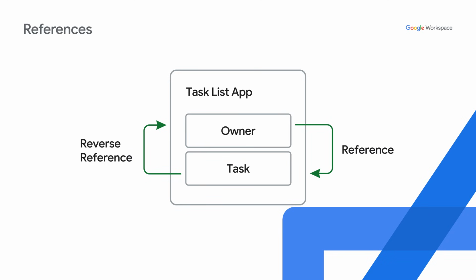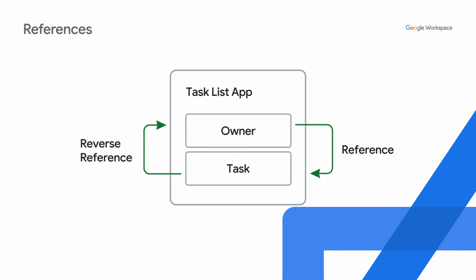For example, when you add a reference column to the owner's table that refers to the task table, the system automatically generates a reverse reference column to the task table that references the owner's table. Note that this reverse reference column is virtual and will not exist in the underlying sheet or table.